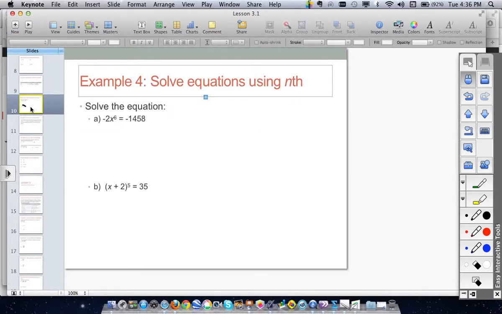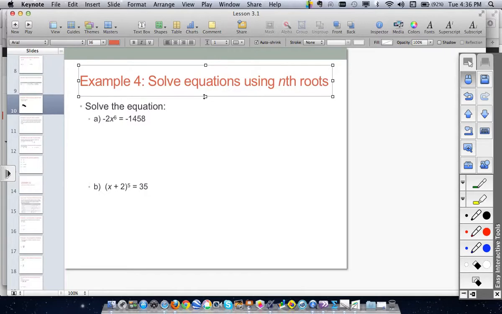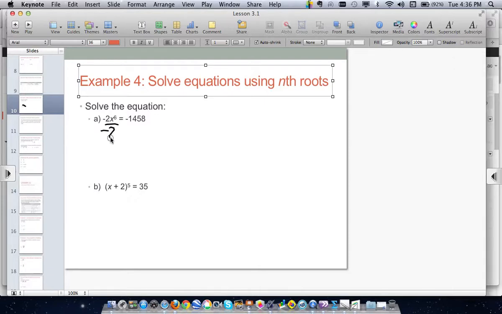So, example 4, we're going to solve equations using nth roots. Again, we are missing the rest of the title there. There we go. Solve equations using nth roots. And solving equations using nth roots is about the same as what we've done before with solving quadratic equations. All we're going to do is get rid of the coefficient first, just like we've done in the past. Again, it's order of operations backwards, so we get rid of the division before we get rid of the exponent.